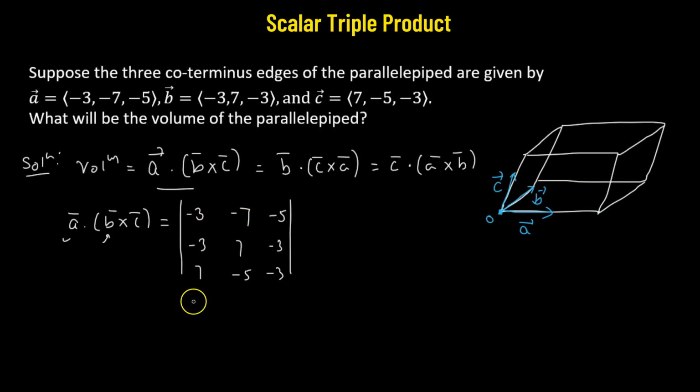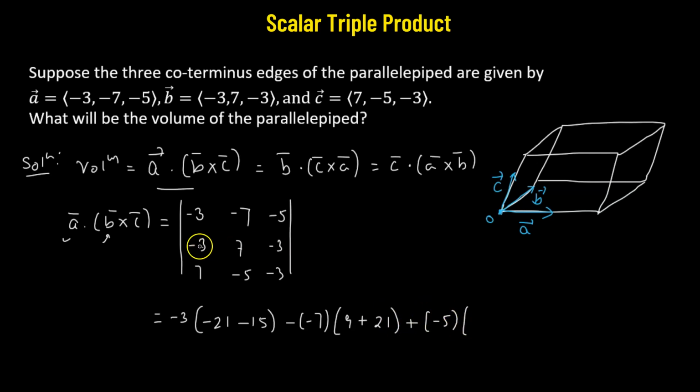Solving this 3 by 3 determinant is extremely simple. So what we'll do, we'll expand along the first row. So we have -3 multiplied to, so we have 7 multiplied to -3, so that's -21. And then we have -5 times -3, so that's positive 15. So this will be -15. Then we have negative of -7. Now we have -3 multiplied to -3, so that's +9, minus 7 times -3, so that's 21. So this will be positive because it's -21. Then we have positive of -5 times, so -3 times -5, so that will be +15, minus 7 times 7, so that's 49. So let's solve this.